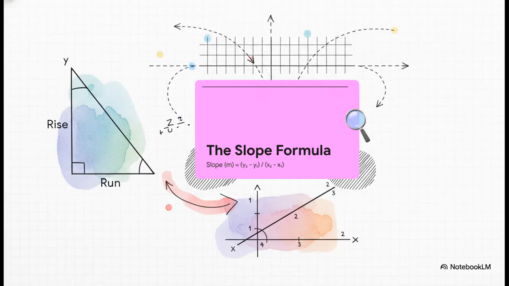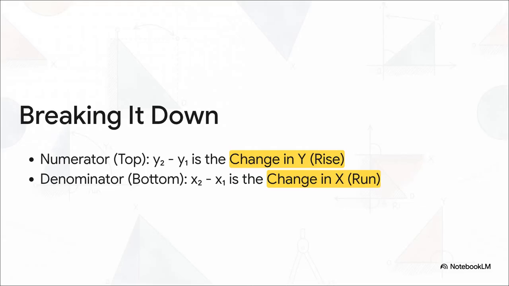And there it is. Slope, which we call m for some reason, equals y2 minus y1 all over x2 minus x1. I know, it looks a little intimidating with all the subscripts and stuff, but I promise you it's just a more grown-up way of writing rise over run. Let's just tear this thing apart for a second. That top part, the numerator, that's just the change in the y values. The vertical change, the rise. And the bottom part, the denominator, is the change in the x values, the horizontal change, our run. See? It's literally the same thing, rise over run.